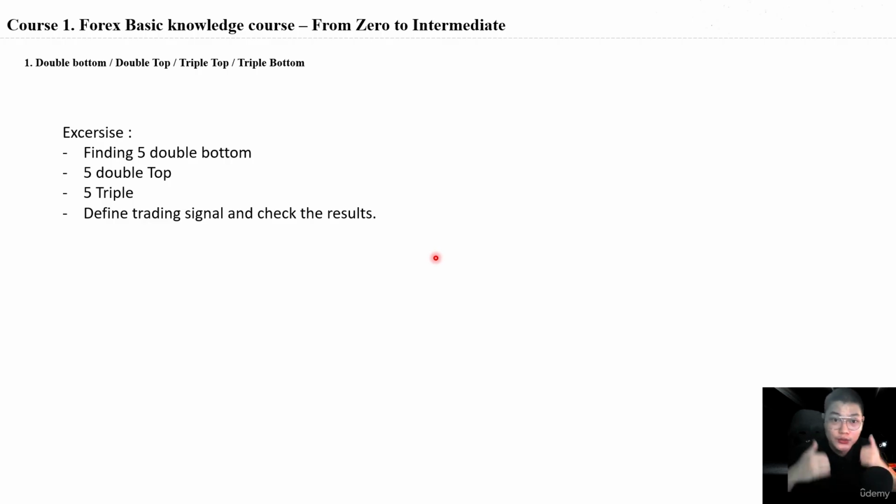And here is the exercise for you. You need to find 5 double bottom patterns and 5 double top patterns, 5 triple patterns, and define the trading signal, the take profit and the stop loss based on the candlestick pattern. When you look at these candle price patterns and see the results, how many fail, how many are winning trades, and how many are trades where you exit very soon before you see the selling signals. Recognizing the patterns is very important because this is the most important pattern in this part. So you need to remember, you need to understand and define it very clearly.